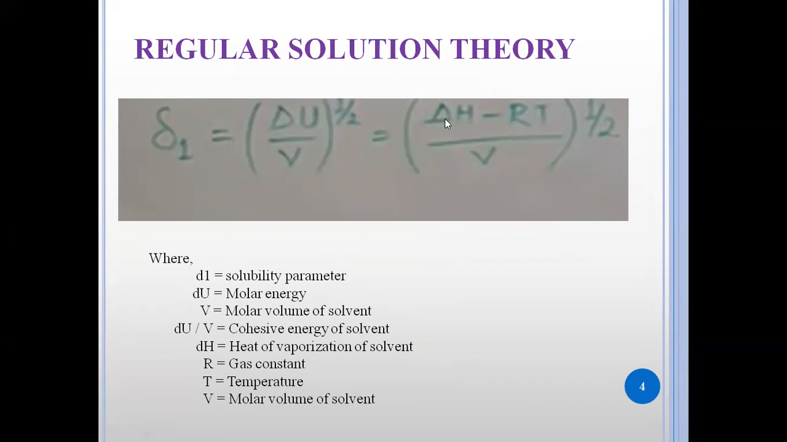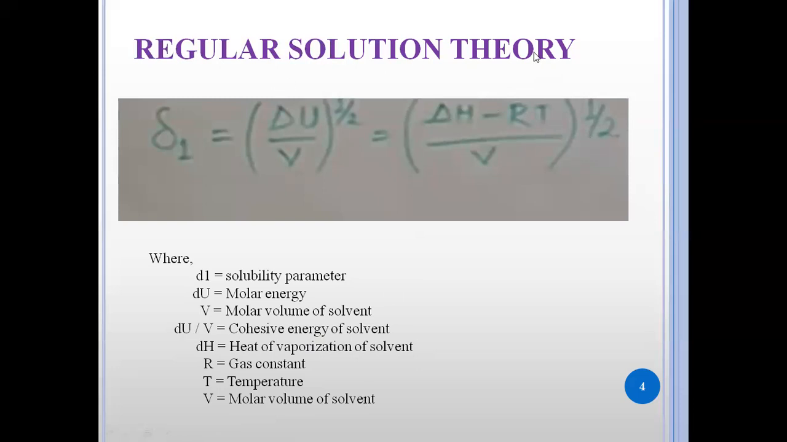Now we'll see what this delta H is. Delta H is the heat of vaporization of the solvent: the heat required to vaporize your solvent into a gaseous form. That heat is the heat of vaporization and it is represented by delta H. And this whole value, delta U upon V, is the cohesive energy of the solvent. Now R, in this equation, represents the gas constant, T represents temperature, and V again represents the molar volume of the solvent, whole to the power of 1 by 2.